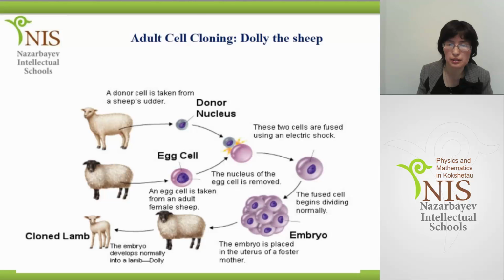This picture illustrates adult cell cloning. Dolly the sheep. You see 3 sheep. First, a donor cell is taken from a sheep, the donor nucleus. Second, an egg cell is taken from an adult female sheep. Then these 2 cells are fused using an electric shock. The fused cell begins dividing normally. The embryo grows, and then the embryo is placed in the uterus of a foster mother, and the embryo develops normally into a lamb, Dolly.